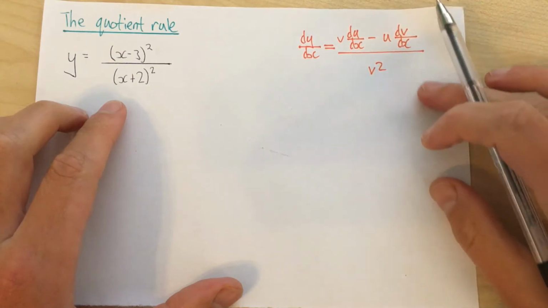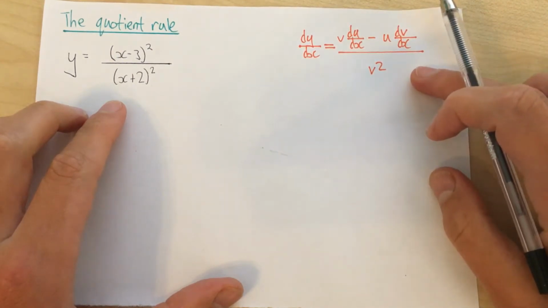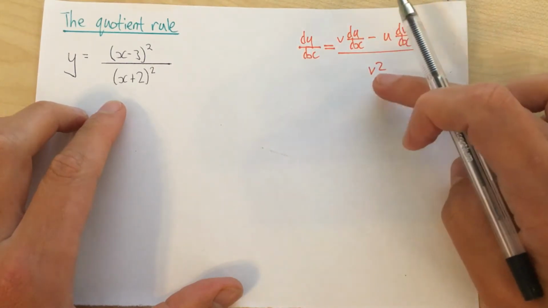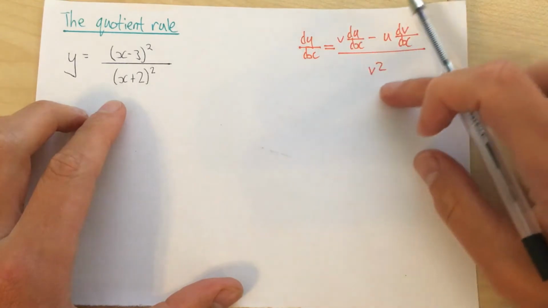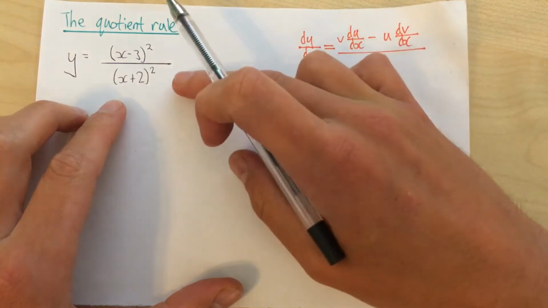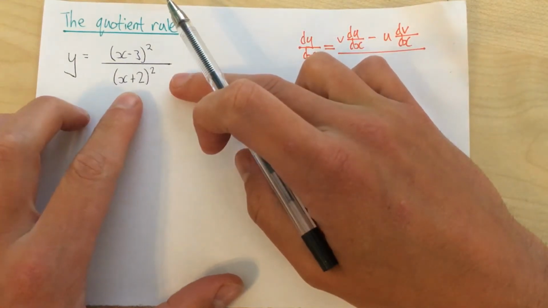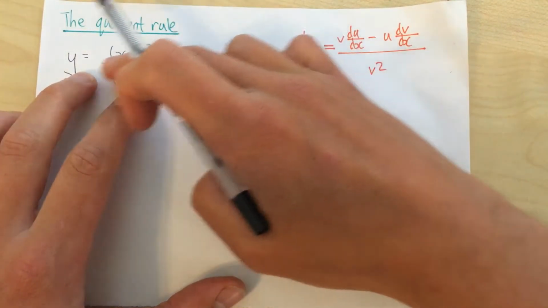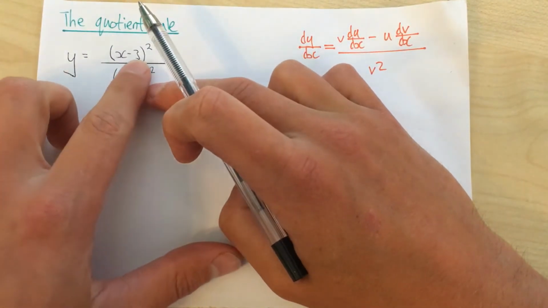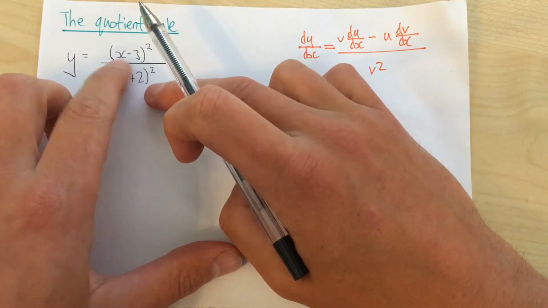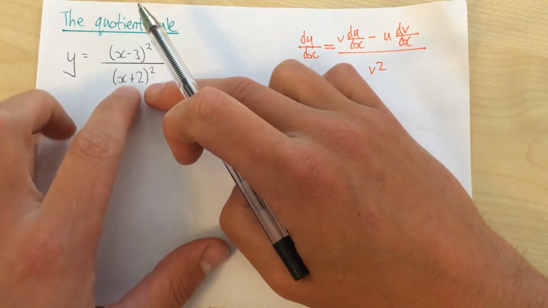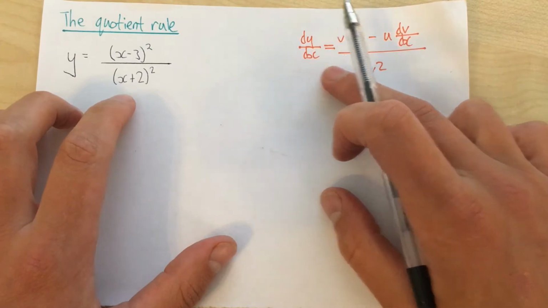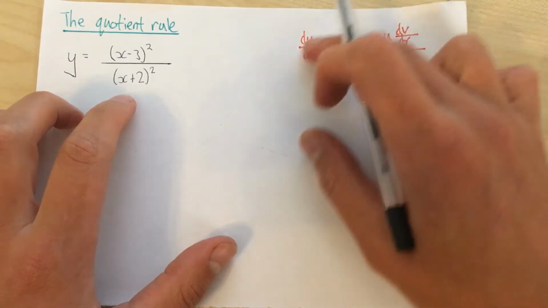The quotient rule. Here it is. dy by dx equals v du dx minus u dv dx, all over v squared. And we can only use this rule to find a derivative when the function we're trying to differentiate can be expressed in the form y equals u over v, where u is some function of x, like it is here, and v is a function of x, like it is here. When that's the case, we can say what dy by dx equals using this rule.